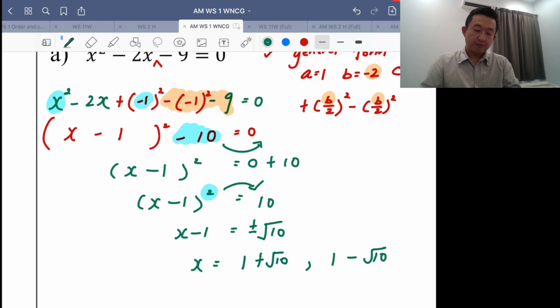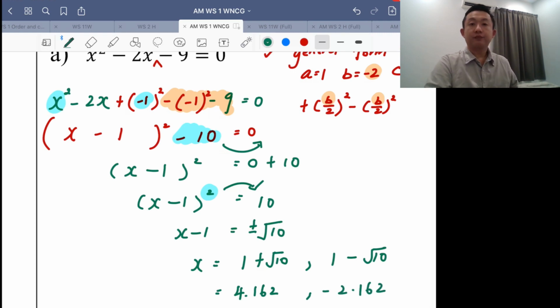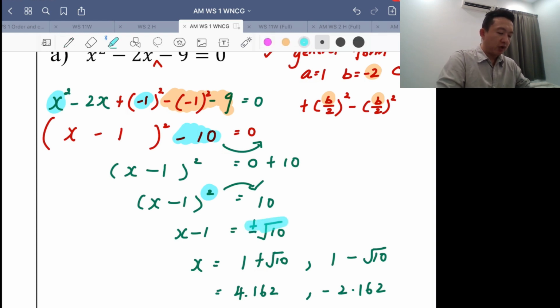So what do we have? 1 plus square root 10. You can leave it in surd form, or else just put in decimal points. That is 4.162. Another one would be negative 2.162. That will be your answer. If you think surd form is too complicated, of course you can figure out the square root of 10. You can write it aside.